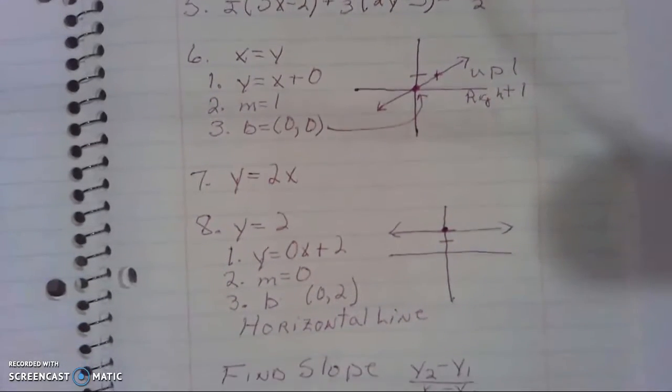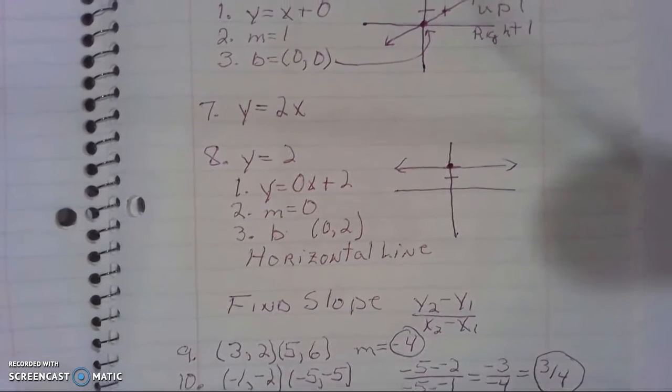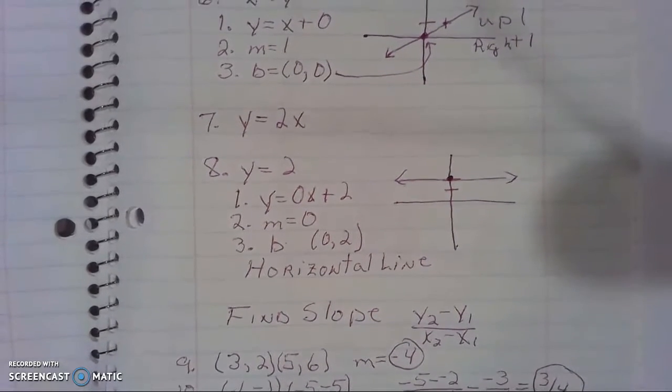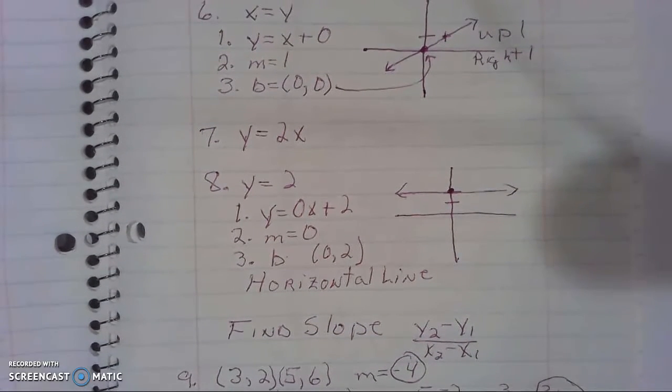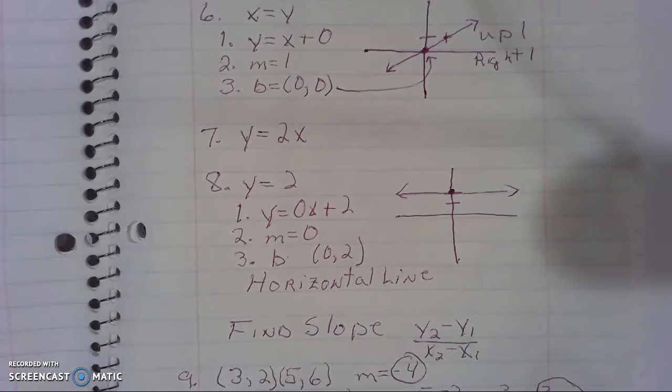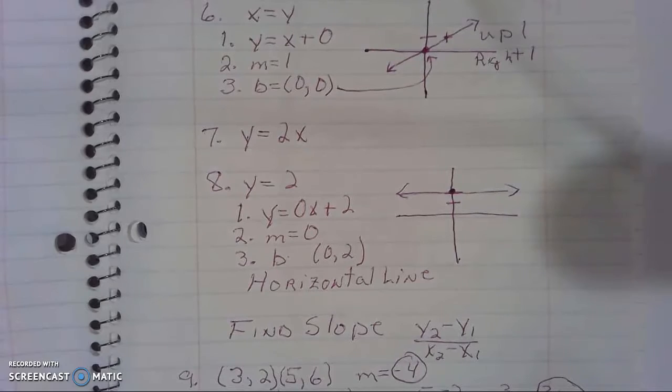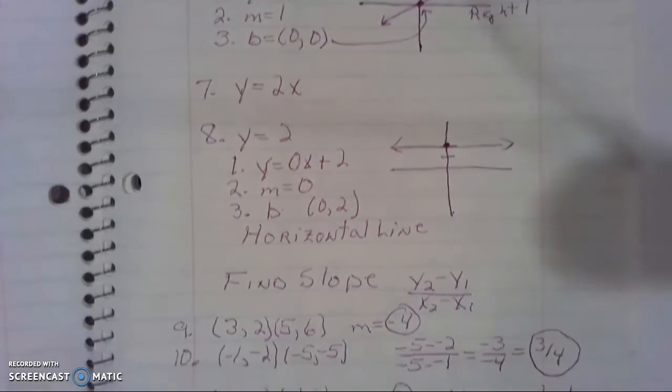Number 7, y equals 2x. Then number 8, y equals 2. That means y equals 0x plus 2. And the slope is 0. Y-intercept 0, 2. It is a horizontal line, which it looks like I've drawn there.